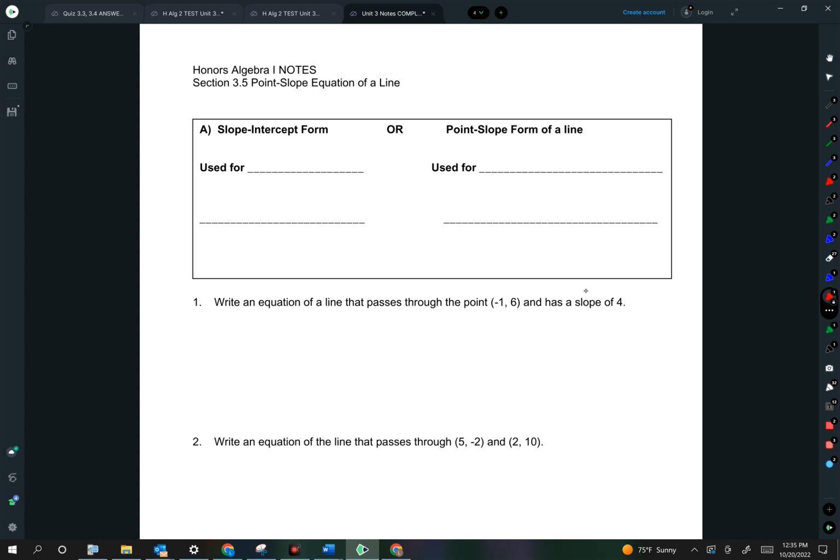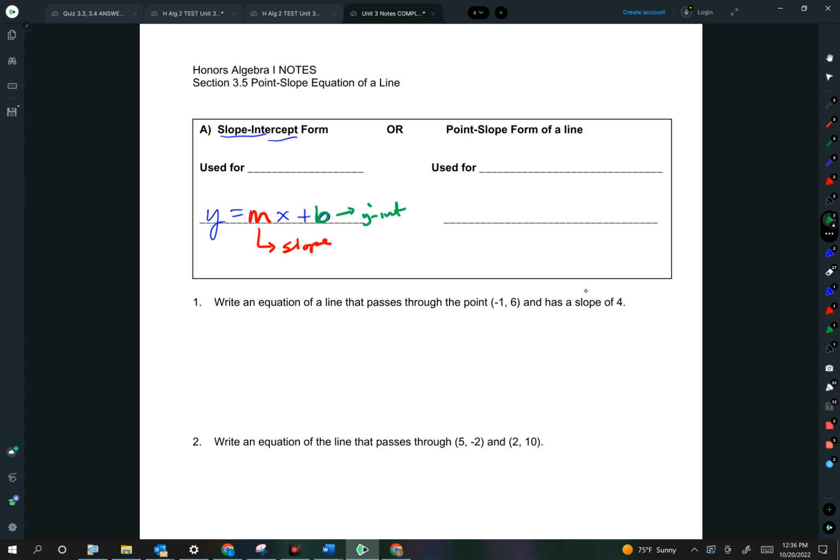This is section 3.5 in Algebra 1, and it's about the point-slope equation of a line. So far, we've talked about the slope-intercept form of a line. And remember, slope-intercept is y equals mx plus b. We talked about how, if it's in this form, then the m is the slope, and the b is the y-intercept.